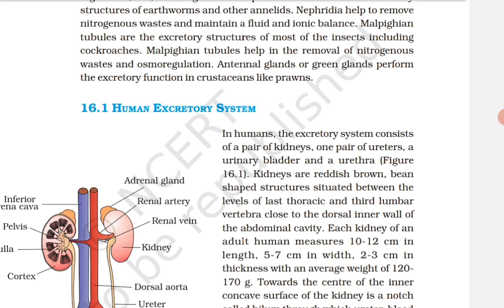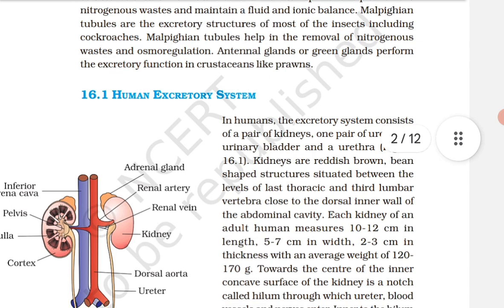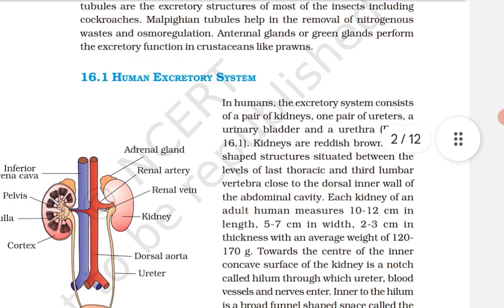Antennal glands or green glands perform the excretory function in crustaceans like prawns. What do prawns have? Antennal glands and green glands perform the excretory function. What is osmoregulation? It is the process by which an organism maintains the balance of water and dissolved material in its body fluid. That is osmoregulation. So next we are reading the human excretory system. Understood?